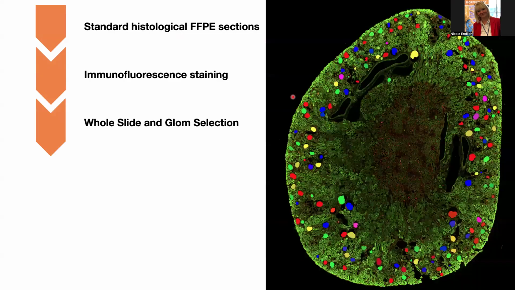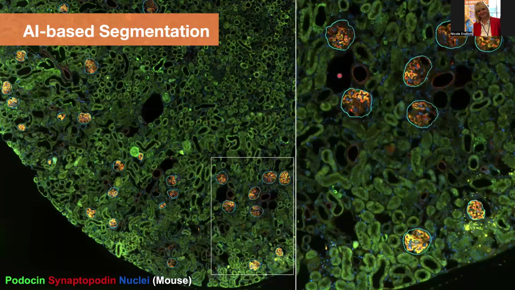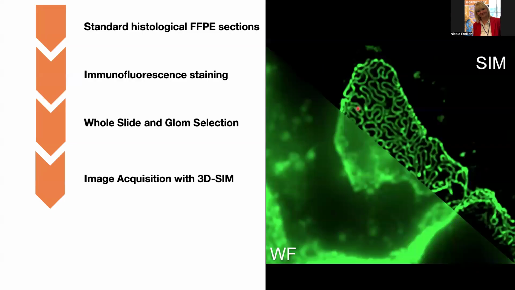After staining, we have here an animal example, a cross-section of the kidney, and all these colored areas are the filtration units, the glomeruli, selected by an AI-based segmentation tool. So here you can see it in real. Here you see single glomeruli and the AI-based segmentation, and on the right-hand side, you see it in a higher magnification.